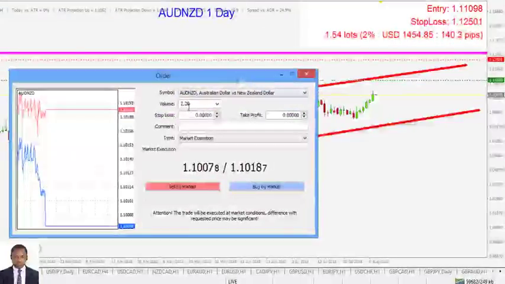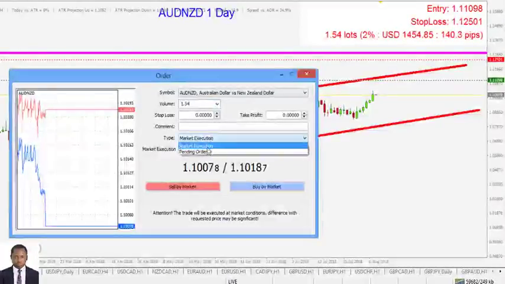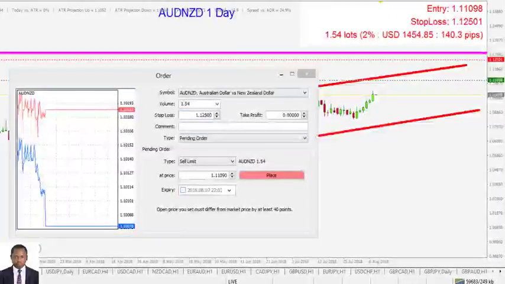All right, so the pending order is a sell limit at price 1.1109 level. Stop loss is at 1.1250 level. So I'm going to place the trade, keep it there. Hopefully the news announcement will trigger the entry.